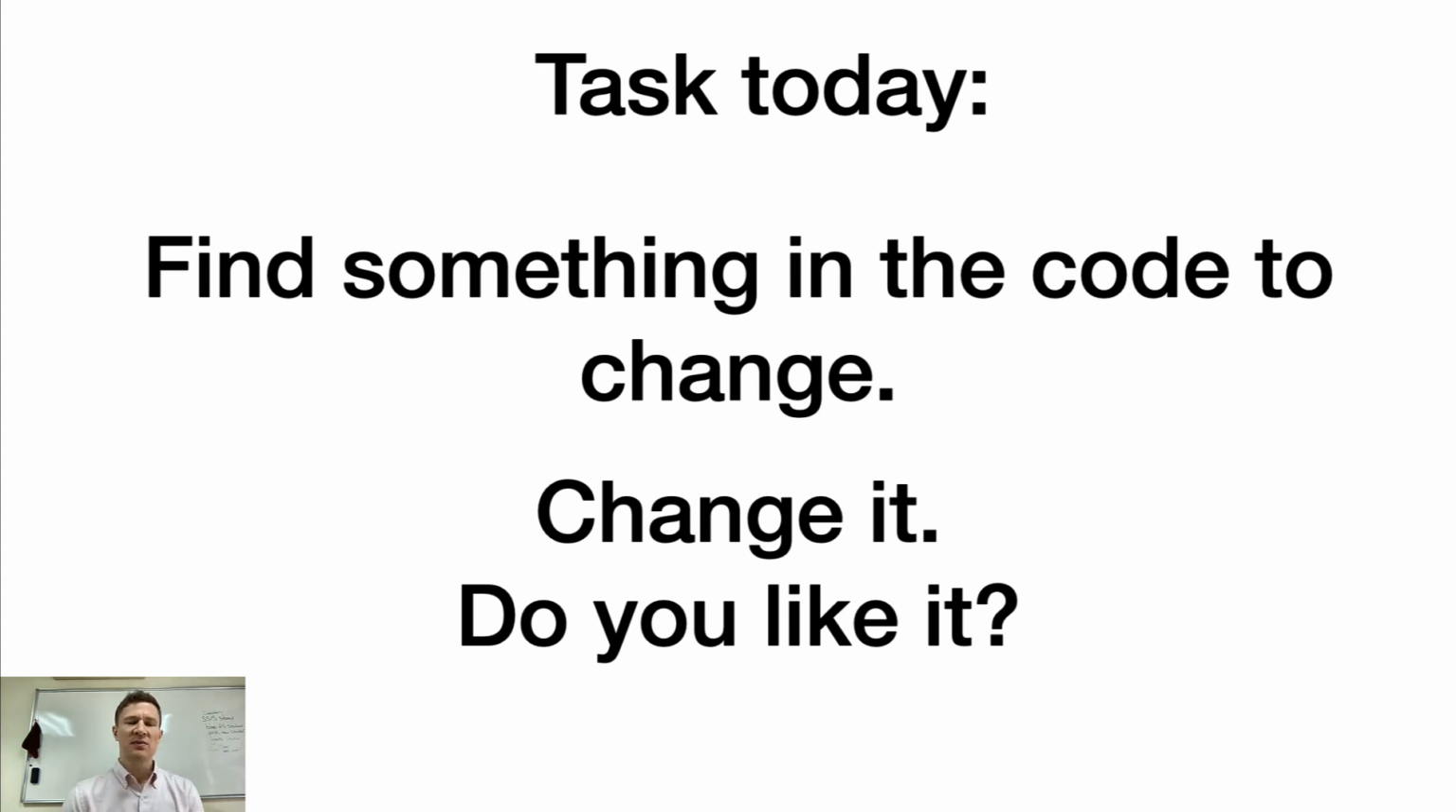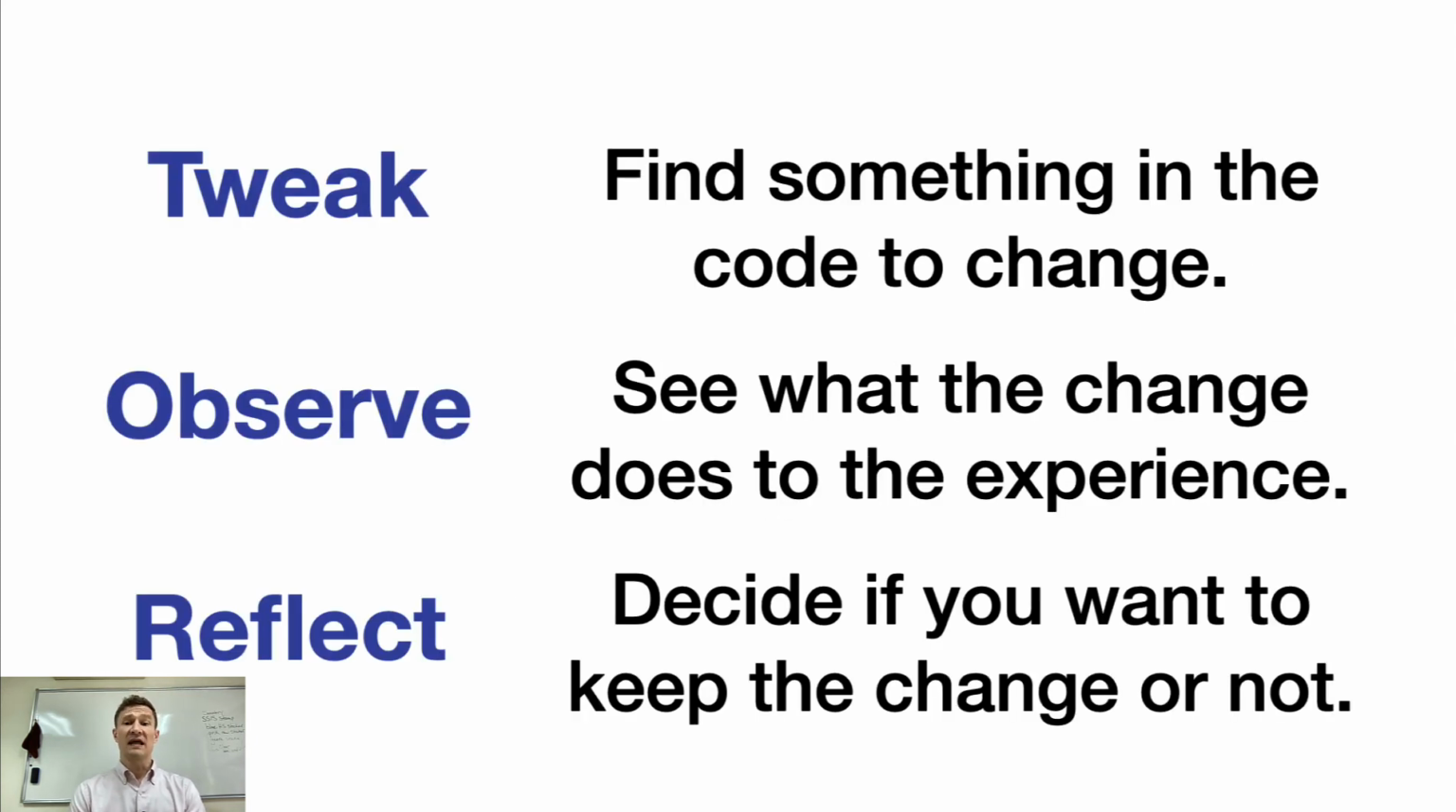And you're going to do something that we've done a few times in this class, which involves finding something that you think you can change, changing it, deciding if you like it. And if you like it, find something else to change, and repeat until you've made something that is all your own. I've told you before that I call this the tweak, observe, reflect cycle. You find something you want to change, see what that change does to the experience, and then decide if you want to keep the change or not. And do that over and over and over again.